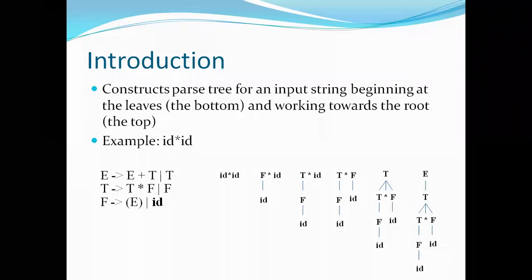Coming to bottom up parsing, we take the input string as the initial one and we construct the start symbol from it. That is bottom up parsing. In bottom up parsing we use rightmost derivation in reverse order. That is the difference between top down parsing and bottom up parsing.